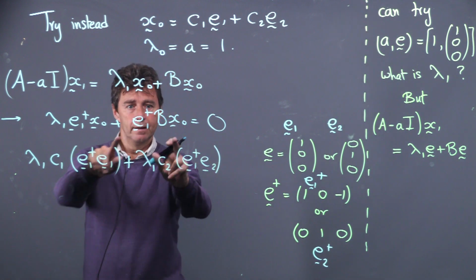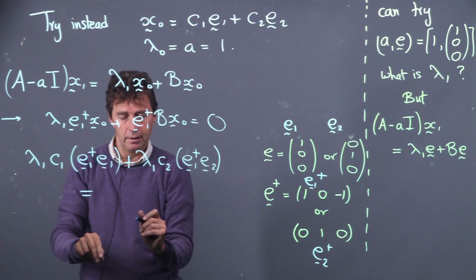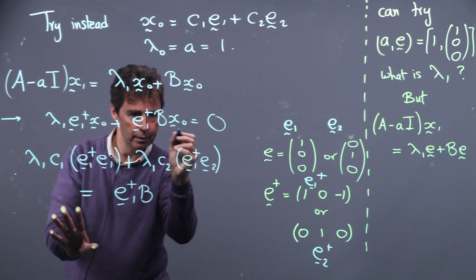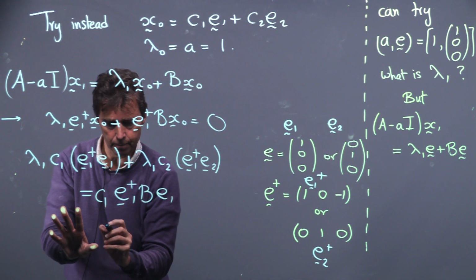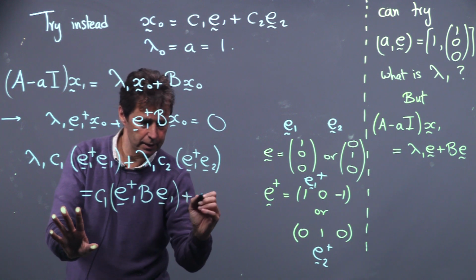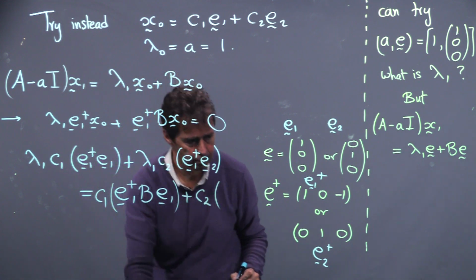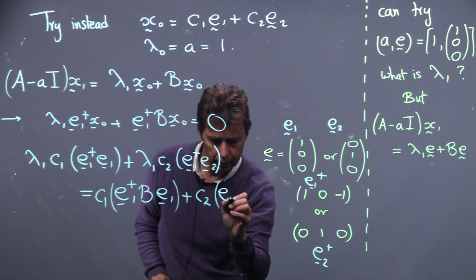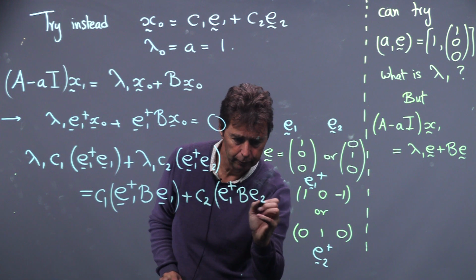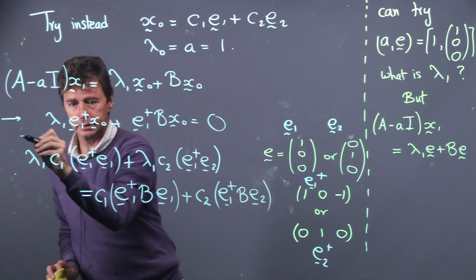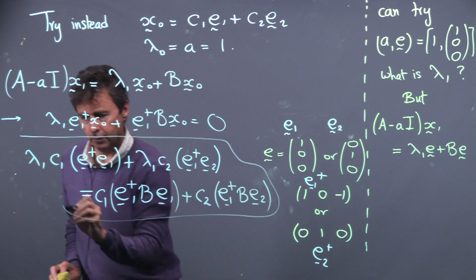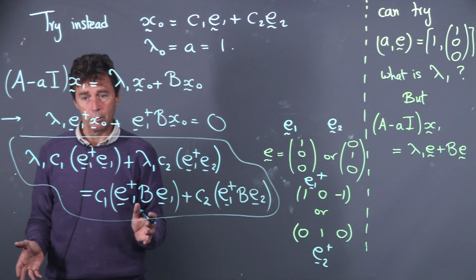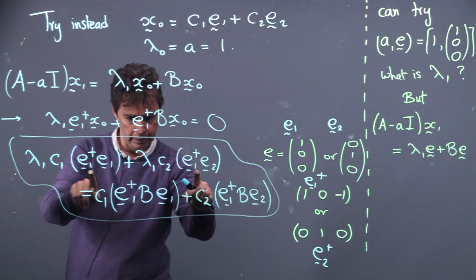So I've got that, and this I'm just going to throw onto the other side. I get an E1 dagger B E1 times C1, and a C2, E1 dagger B E2. Right, so this is the actual equation that I get from applying the Fredholm alternative on the first of these. And then there will be another one where I simply replace that by E2.